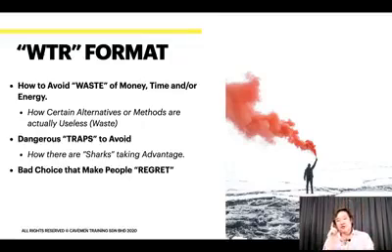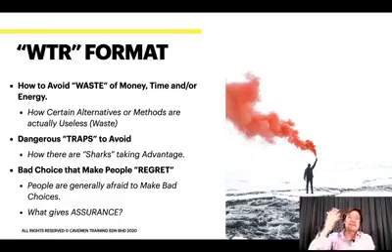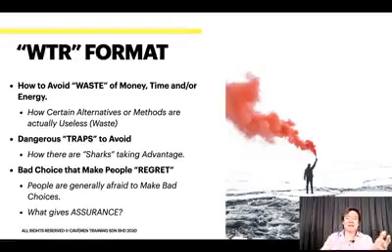And you show that a bad choice will make people regret. People are generally afraid to make bad choices, so you have to show them what gives them assurance. Is there any certificate, any studies that give them the avoidance of regret? People don't want to have regret. That's what people are mostly afraid of. So in this part, it takes you around 5 to 10 minutes, showing them WTR.